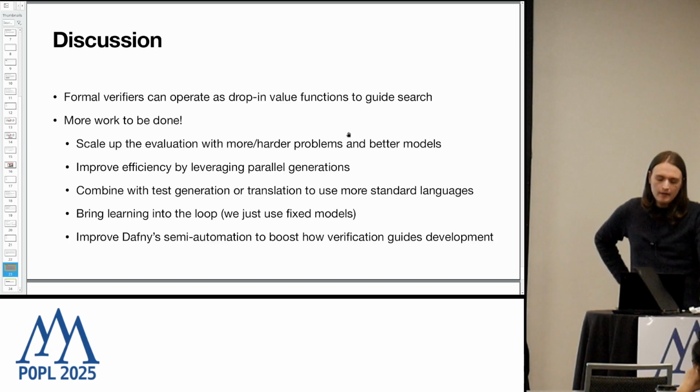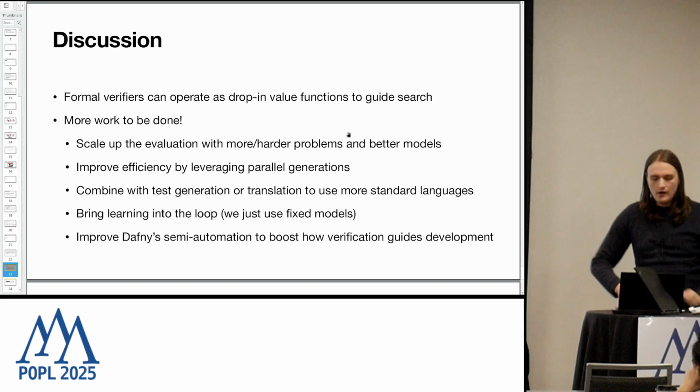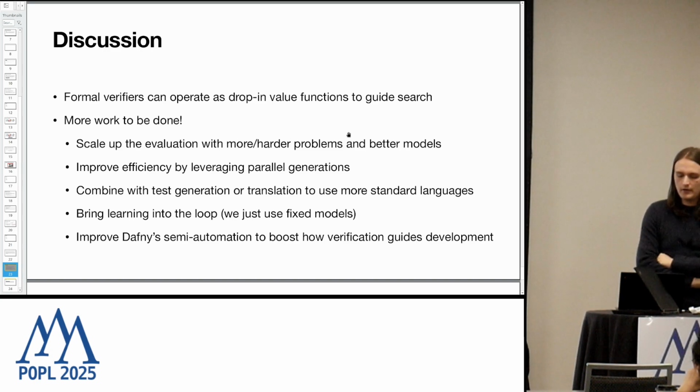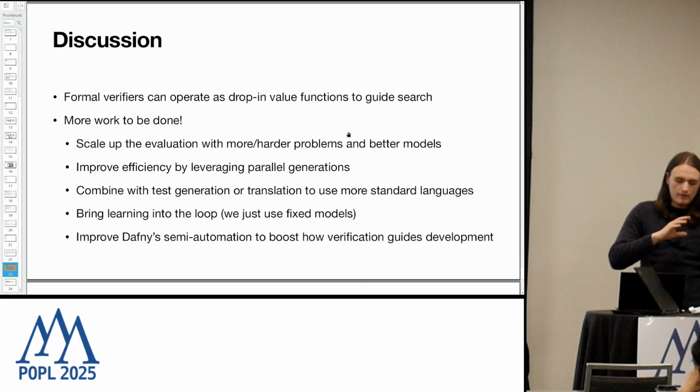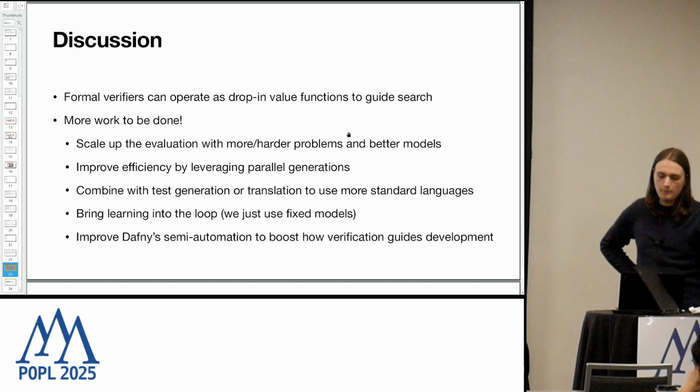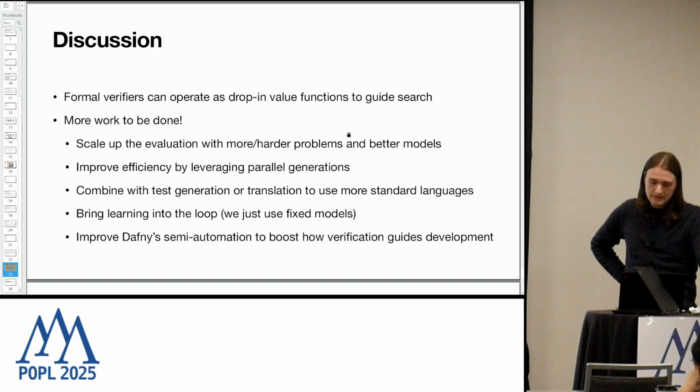Okay, that all being said, what have we seen today? Formal verifiers can operate as drop-in value functions to guide search. We think there's a lot more work to be done. For the data collection that we're using, we'd like to have more and harder problems. We'd like to have better models here, also models that are more specifically trained on verification.